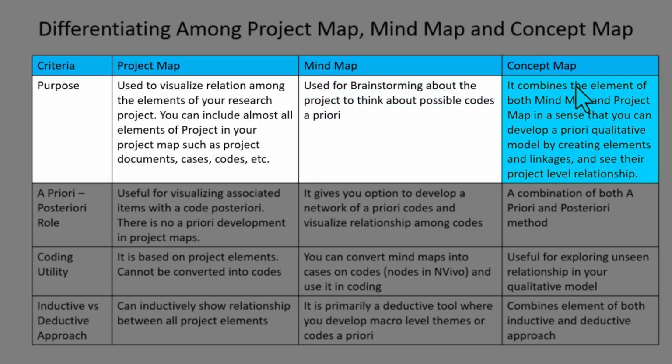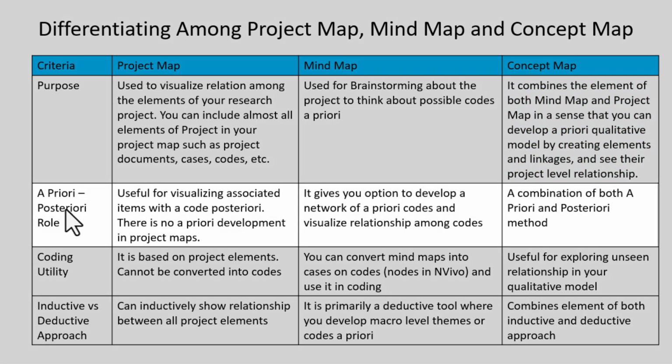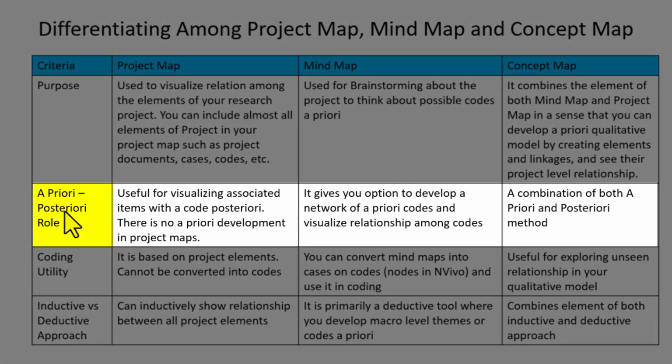And concept maps, they combine the element of both mind map and project map. You can brainstorm as well as you can see the project level relationship. You can also bring new elements and explore the unexplored arenas. Posterior versus a priori continuum. Now what does a priori basically mean?